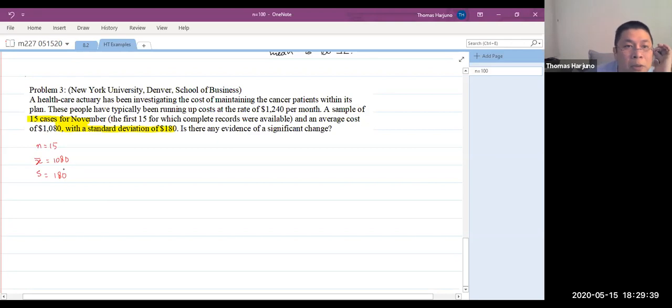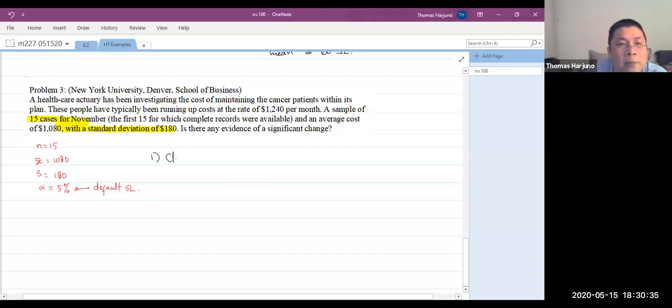Now, people typically running up costs at the rate of 1,240. Is there any evidence of a significant change? They don't tell us the alpha in this case. What happens if they don't tell us the alpha? The default we use, if alpha is not given, is 5%. This is the default significance level. If I have a question and I don't tell you the significance level, likely because I forgot, then we use alpha equals 5%. That's actually the tradition.